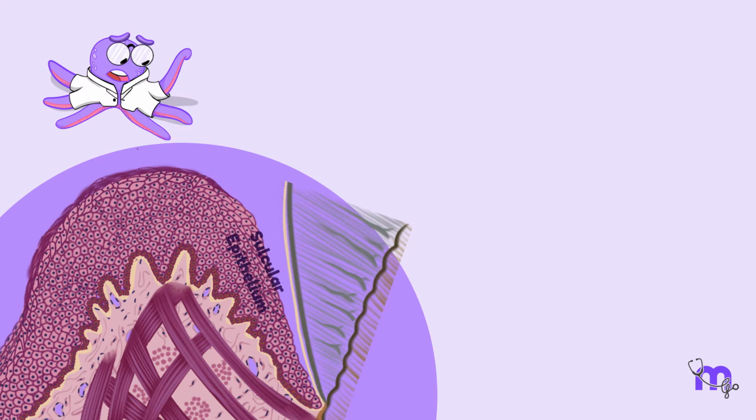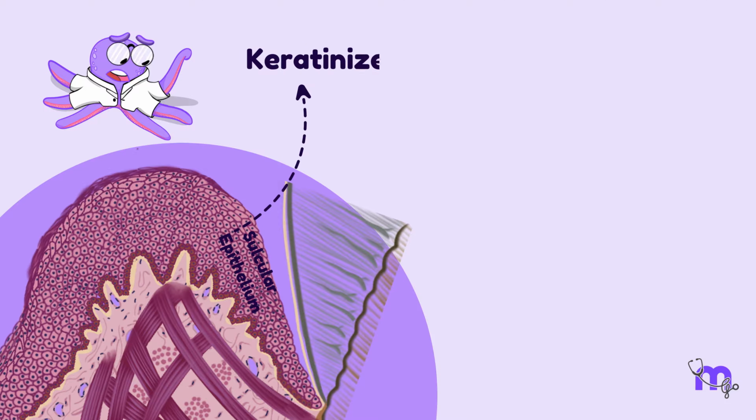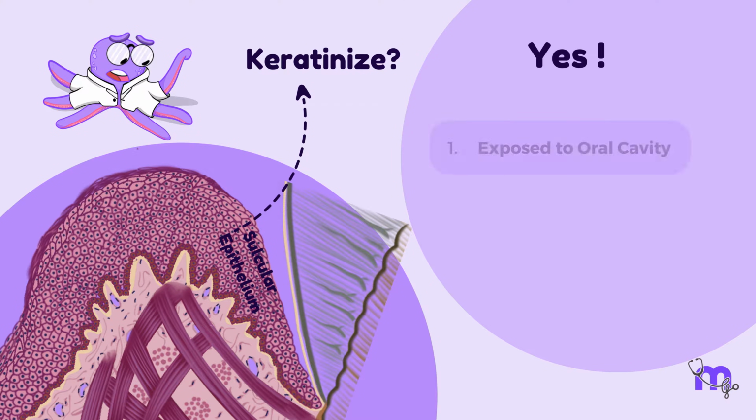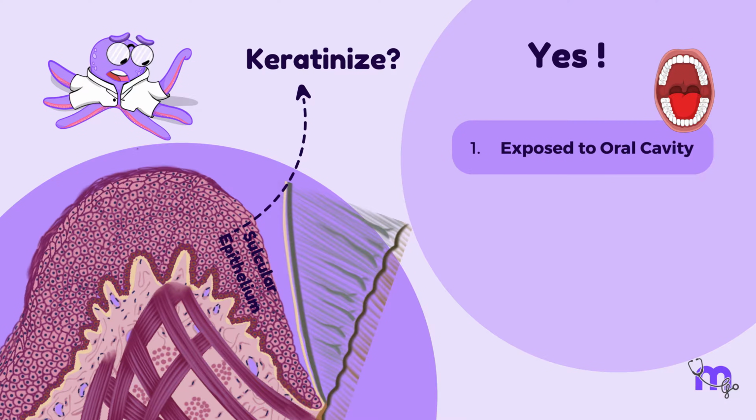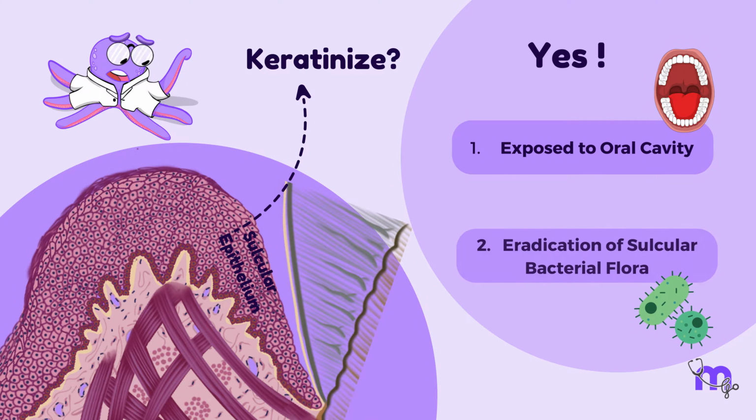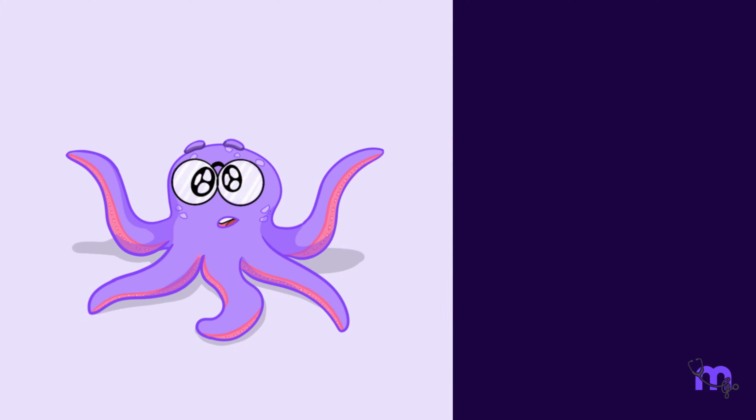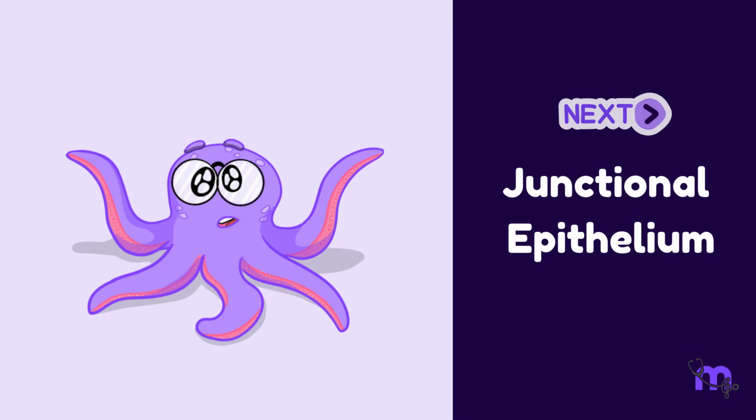To answer a hypothetical question, can sulcular epithelium keratinize? Yes, under 2 conditions: when exposed to the oral cavity and when the sulcus bacterial flora is completely eradicated. Bamboozled? Wait till you explore the most fascinating junctional epithelium. Without further delay, let us get started.